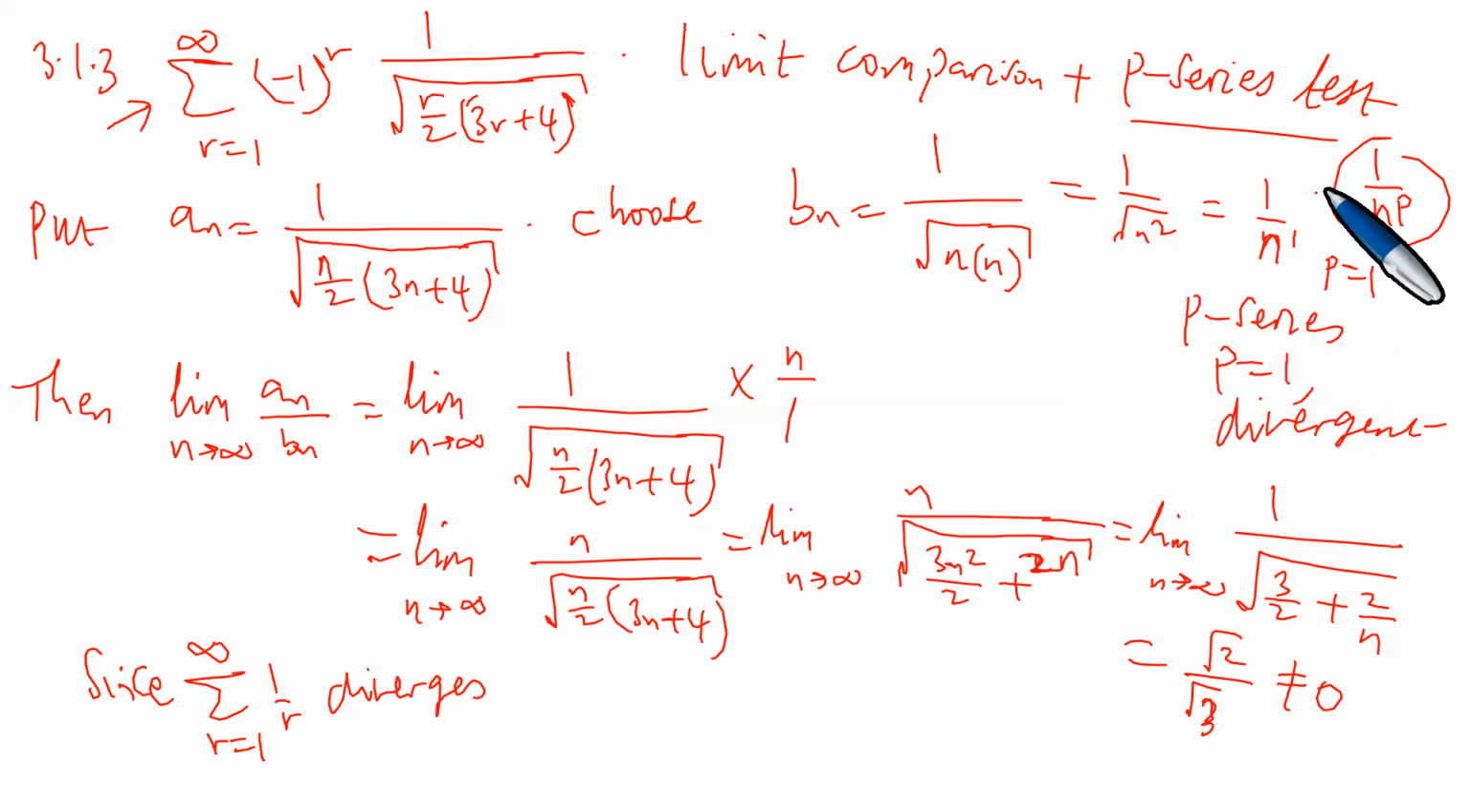There are two cases when the P series diverges: when P is 1, or when P is smaller than 1. Then the P series diverges. What is the case whenever it converges? It's when P is greater than 1, for example n squared, which will always converge.